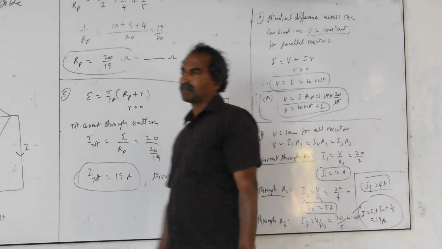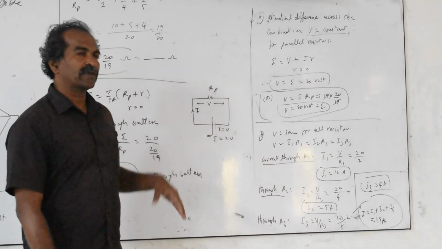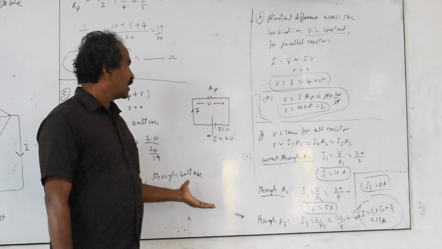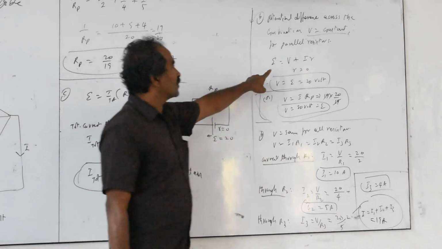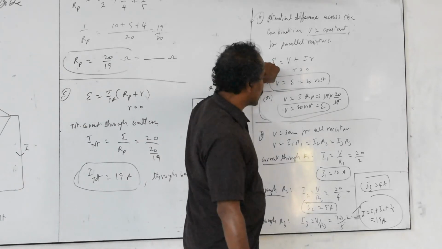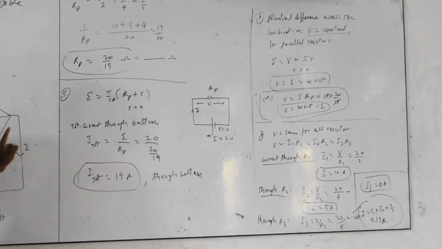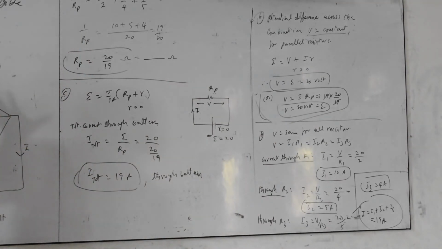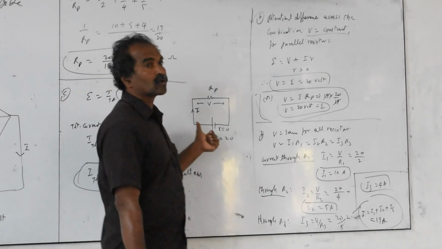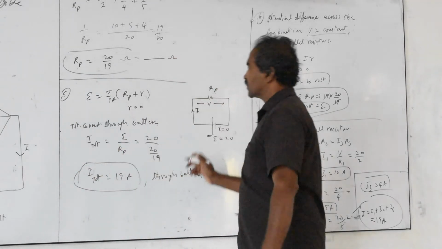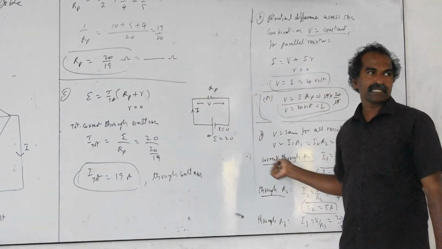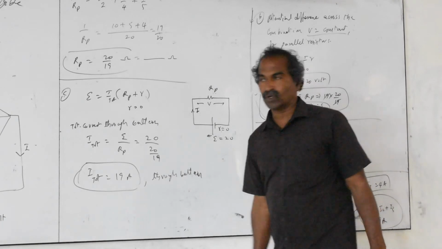Or else, if you separately calculate, first we calculate V and then the V equal to E relationship. So you get the V already here. Once you get V, we can calculate V equal to I1 R1, V equal to I2 R2, we can calculate I1, I2, I3, and at the end we can calculate the total current. You can do this first or later. That is going to be a good choice.